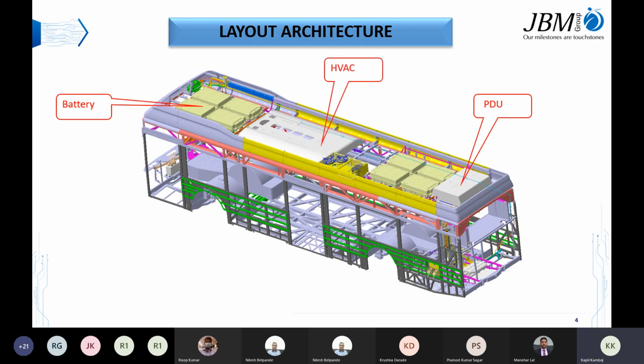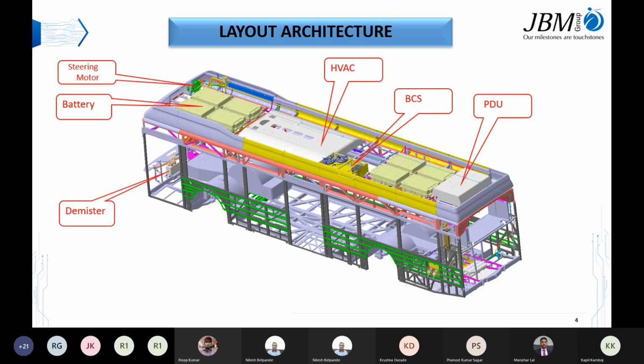And HVAC, everyone is aware that there is an HVAC unit. And the steering motor, which is on the front top side. And the BCS, the battery cooling system, which is used to cool down the battery while charging and discharging, in both scenarios. Demister is on the front side of the bus.